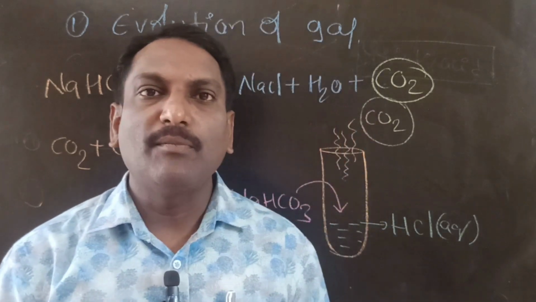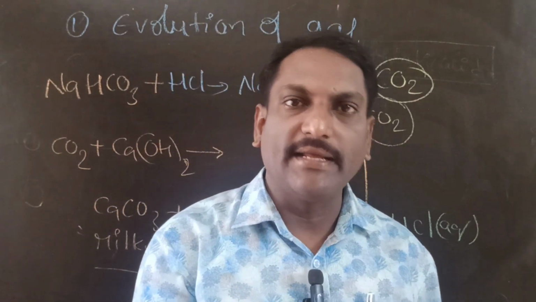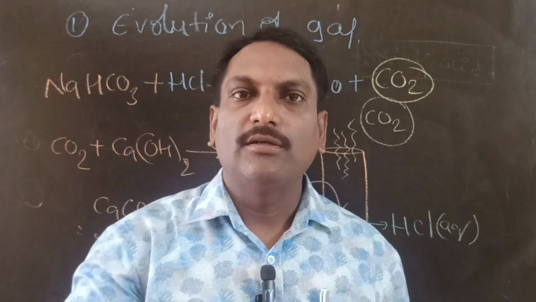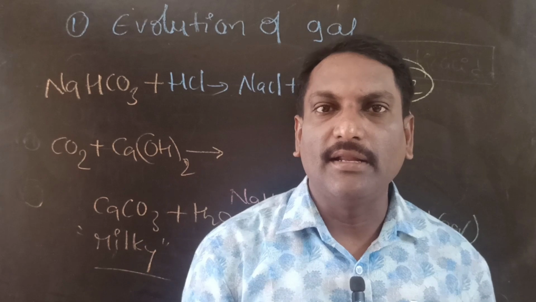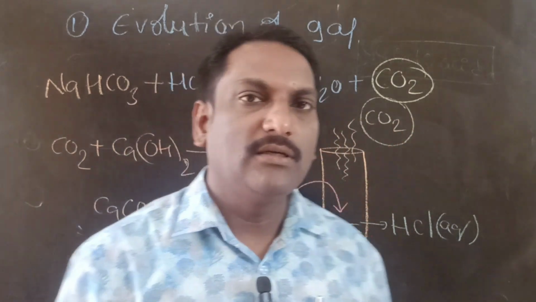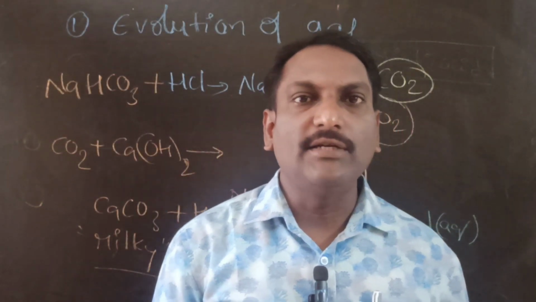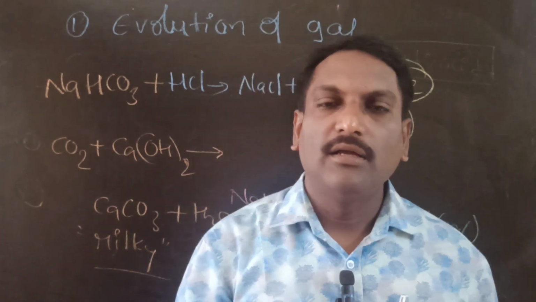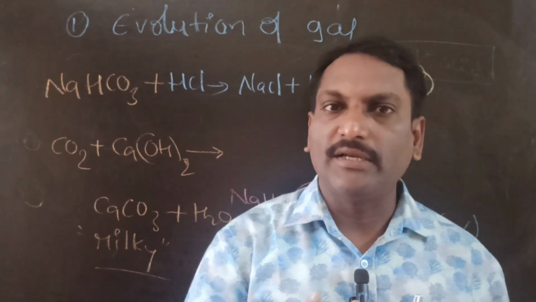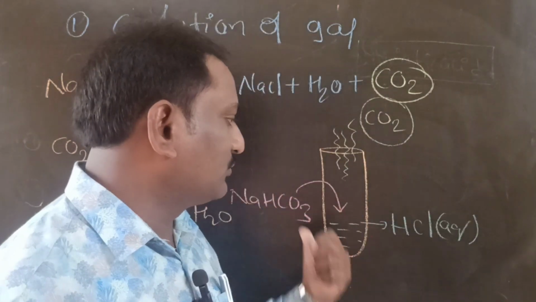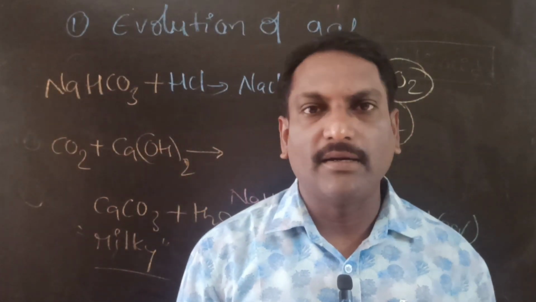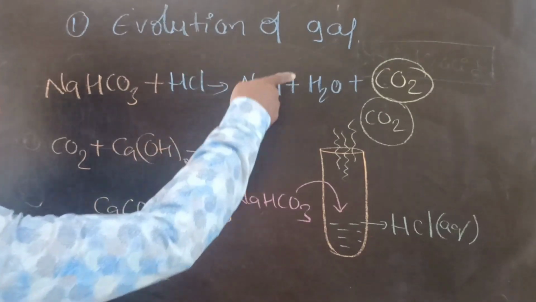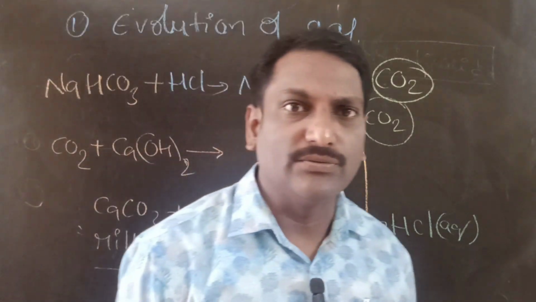So we can test the nature of carbon dioxide with the help of two tests. One, carbon dioxide extinguishes the burning candle. If you bring a burning candle near carbon dioxide, it will extinguish the candle. Next, carbon dioxide can be identified by passing it through lime water, so clear lime water becomes milky white. These are the two confirmation tests for carbon dioxide. So this reaction is also characterized by evolution of gas. Is it clear to you?